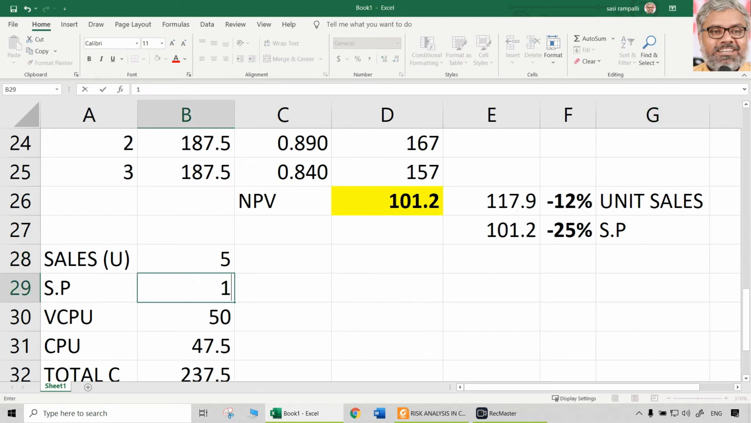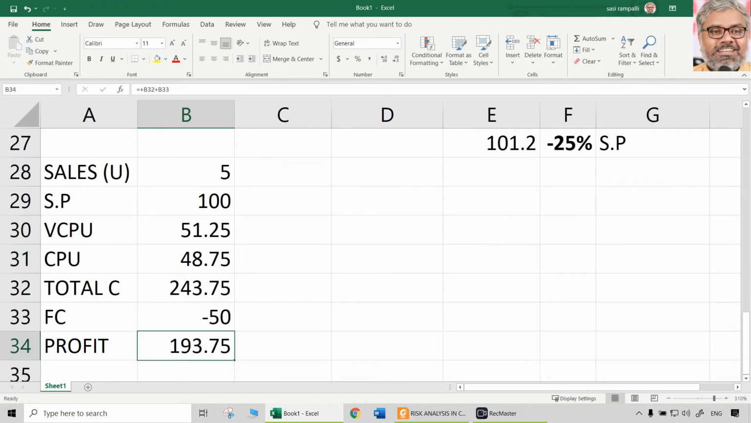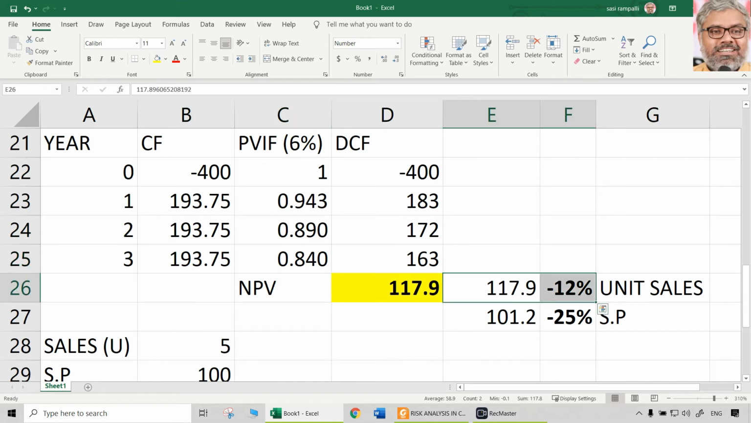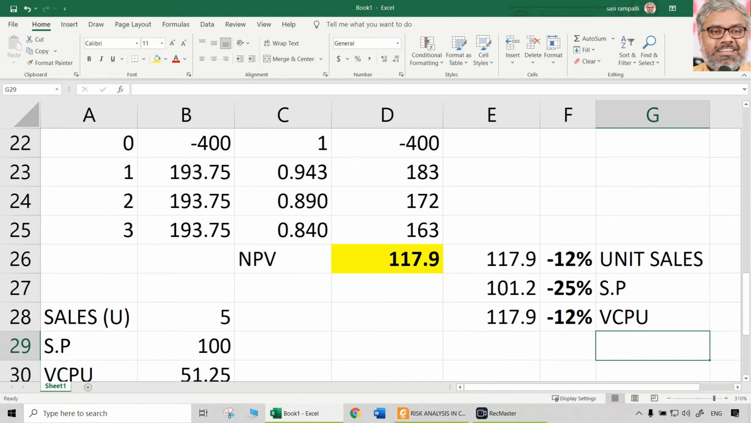Like that, once again, all the other things. Now take it back to 100. Now variable cost per unit, negatively it has to change, means it should increase, not decrease. Dangerous thing for variable cost is not decrease. So 50 plus 2.5%. So if this becomes 51.25, then how much is going to be the profit with that change? 193.75. So once again, same data is there, 117.9. That means 12% change happened when there is a change in variable cost per unit, increase by 2.5%.